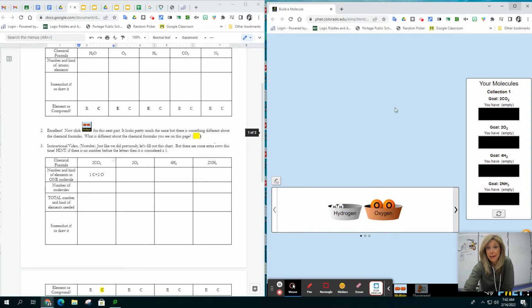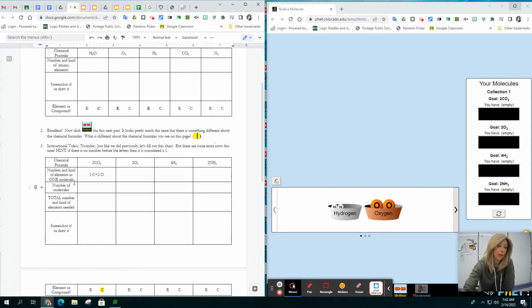Okay. What you might have guessed already, and maybe you already typed it into your document, is that what we see different is that we have a normal sized number before each of the molecules. And so what that tells us is that we have more than one of those molecules. Okay, so we have 2 carbon dioxide molecules that we're going to build. We have 2 oxygen molecules that we're going to build, 4 hydrogens, and 2 NH3s, okay, ammonia.